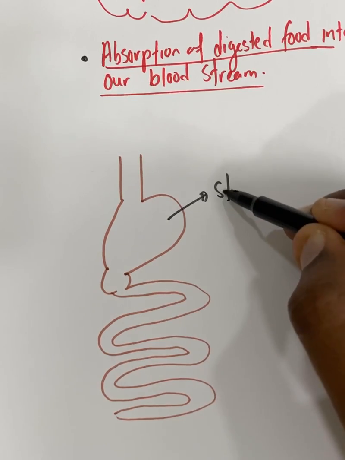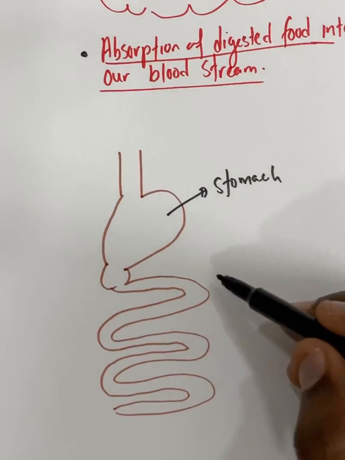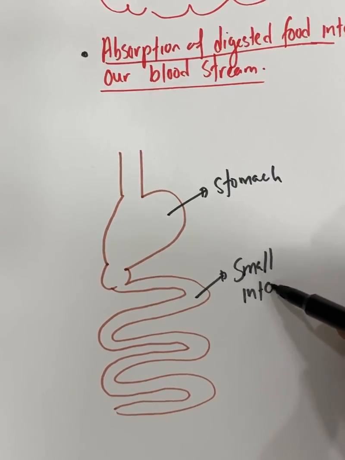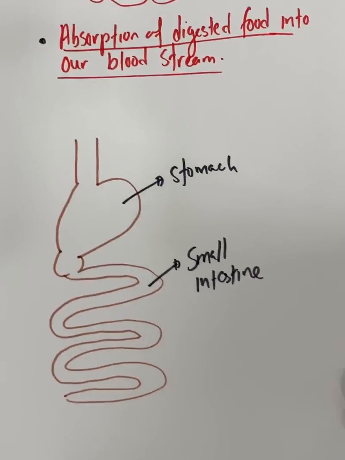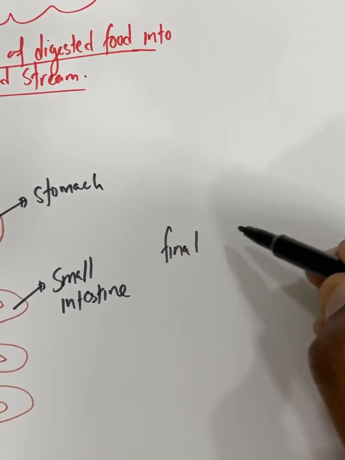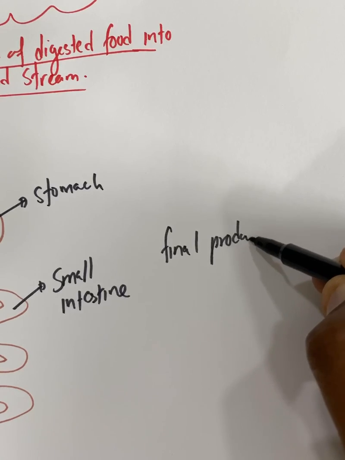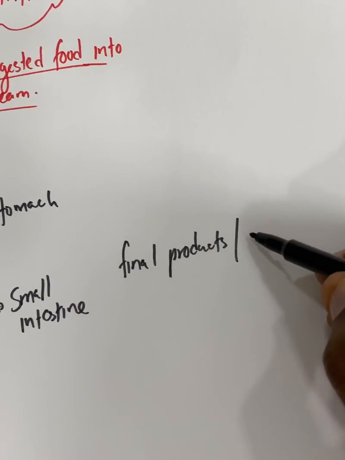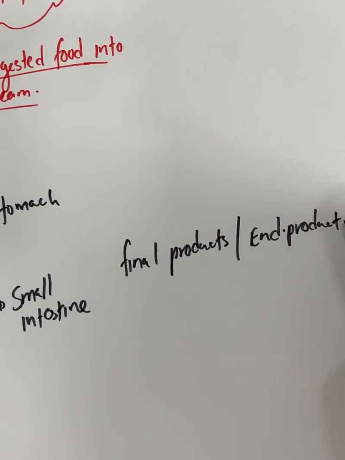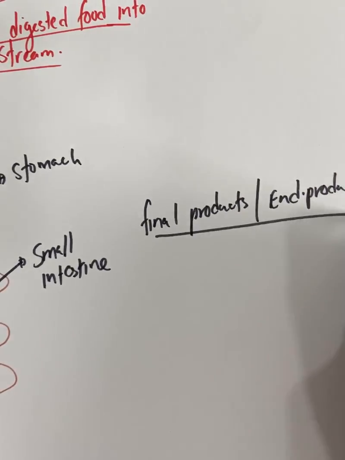Okay, this is our stomach, and this will be our small intestine. The small intestine will absorb the final product, or another word we can use, end product. What are the end products that will be absorbed in our small intestine?